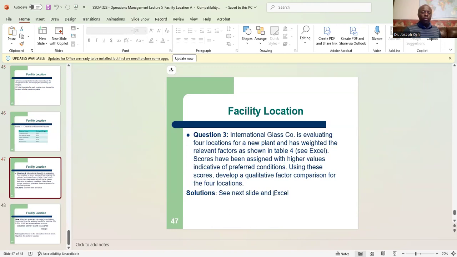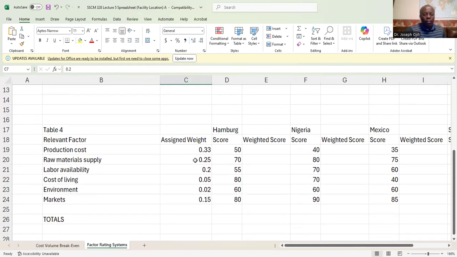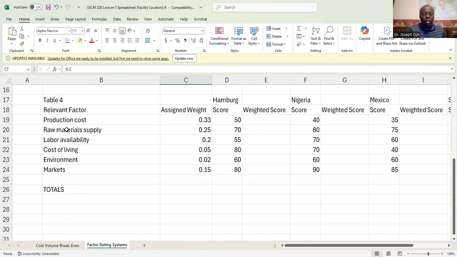Okay. Let's look at an example. It says International Glass Company is evaluating 4 locations for a new plant, and has weighted the relevant factors as shown in table 4. Look at how they weighted it. In table 4, see? It says that production cost is 33, raw materials 25, labor availability 0.2. So I put them right here for all these factors that they believe are important. They give them all this weight based on how they deem them important.